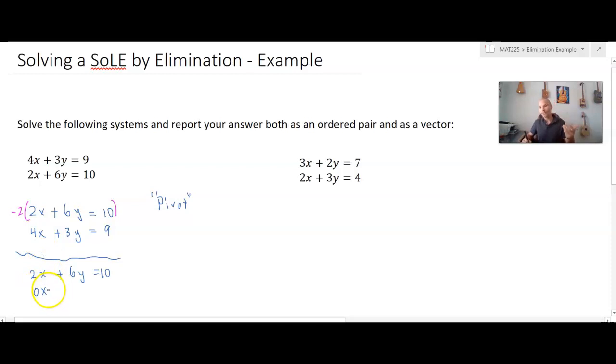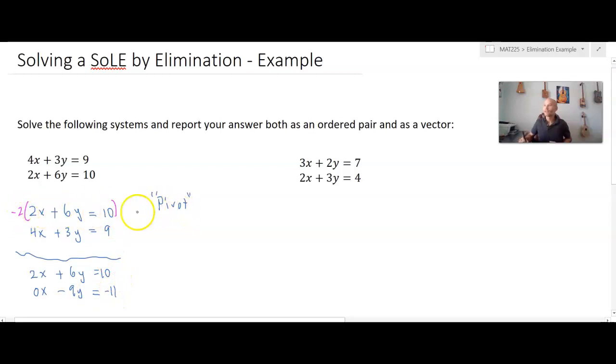It is really important because when we work with it in matrix form, we have to have placeholders for all coefficients. Negative 2 times 6 is negative 12. Negative 12 plus 3 is negative 9. So we have minus 9y. And negative 2 times 10 is negative 20. Added to 9 gives me negative 11.